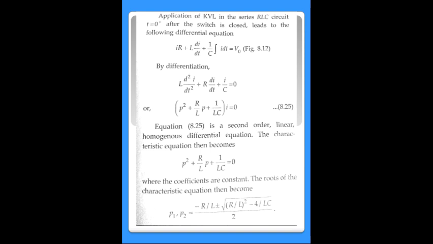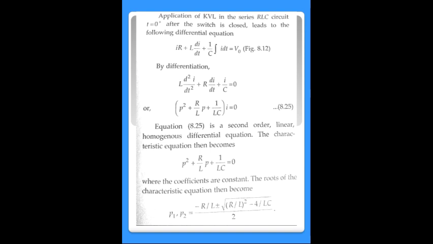Now, at time t equal to 0 plus, the switch is closed. Then a current of I amperes flows in the closed path of the circuit. So, applying KVL in the series RLC circuit at t equal to 0 plus, after the switch is closed, leads to the following differential equation.